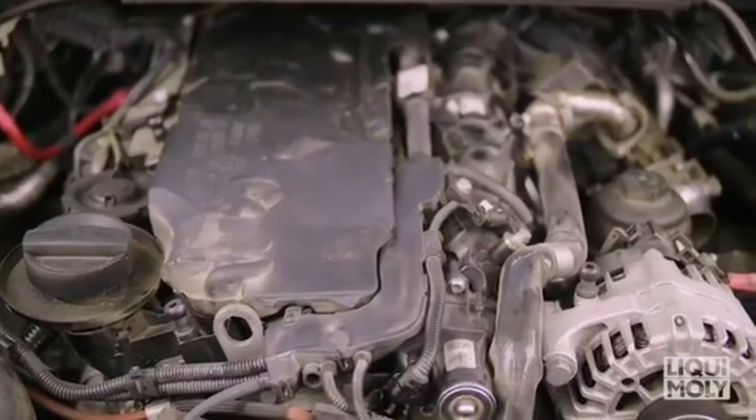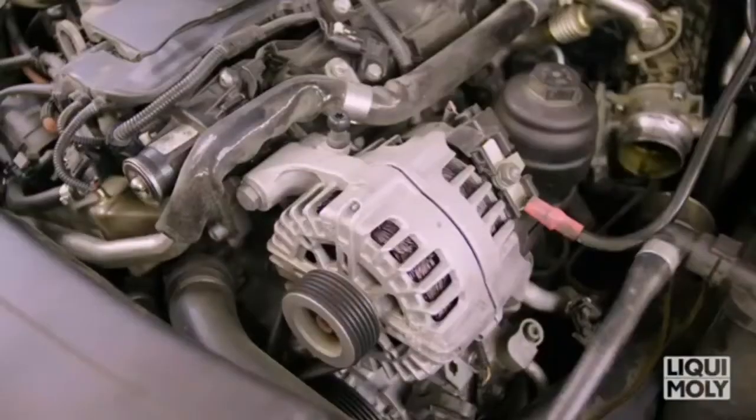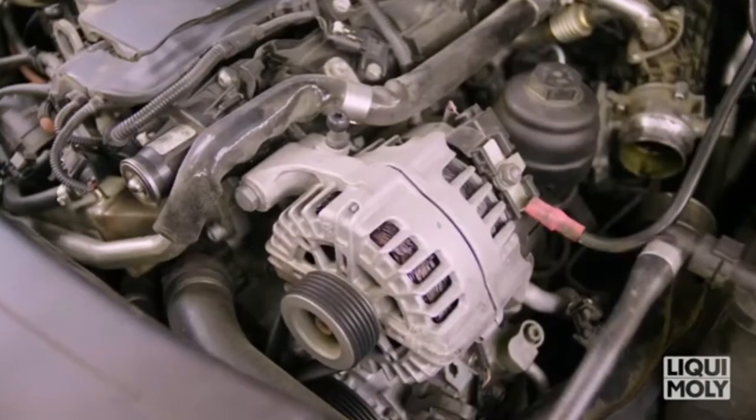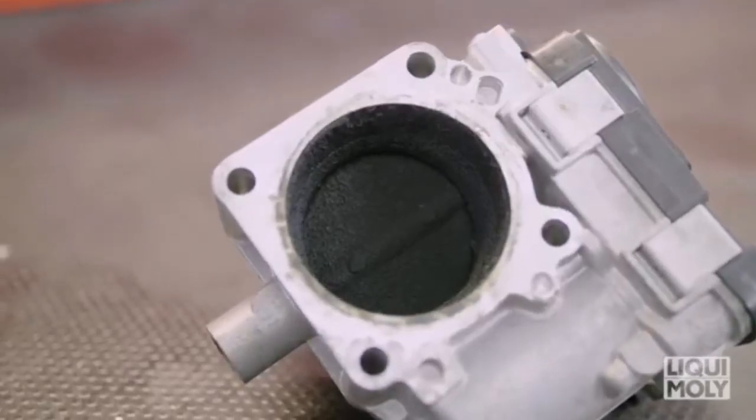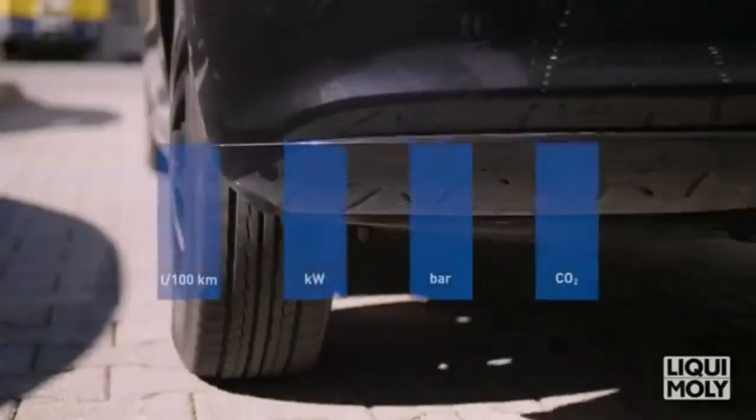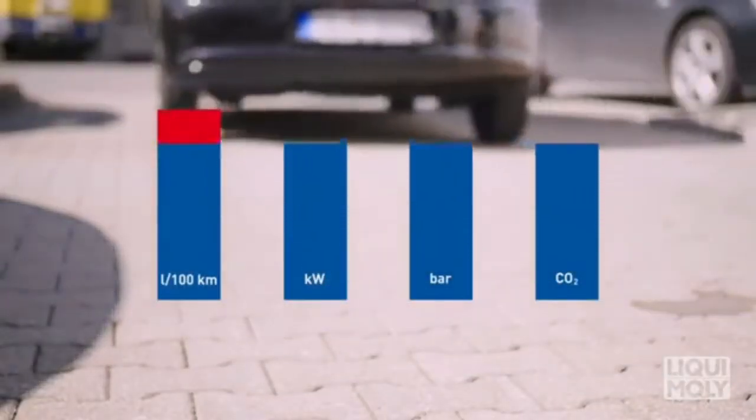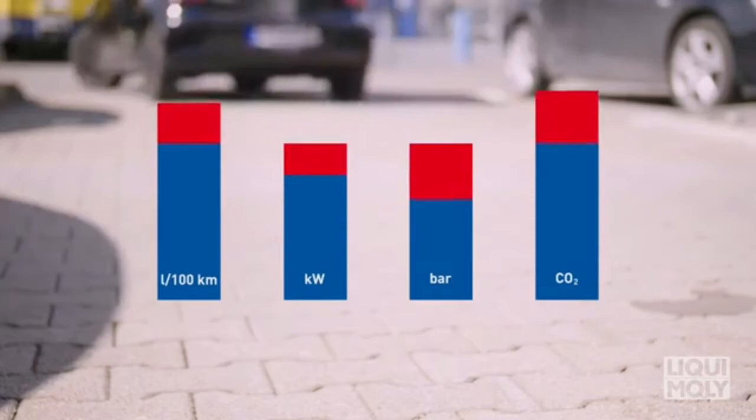Due to contamination caused by exhaust gas recirculation and crankcase ventilation, over time, oil and resin deposits form in the intake area of diesel engines. This buildup will have a negative effect on fuel consumption, performance, compression, and emission values.